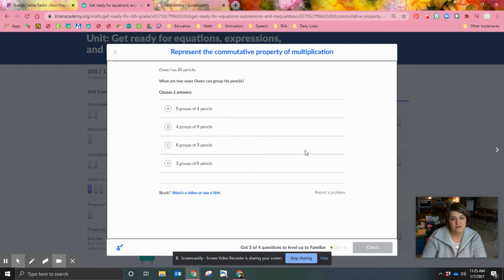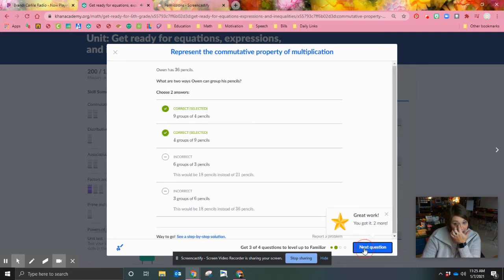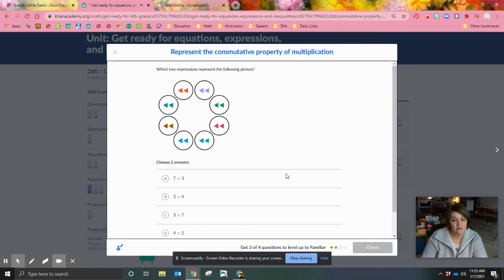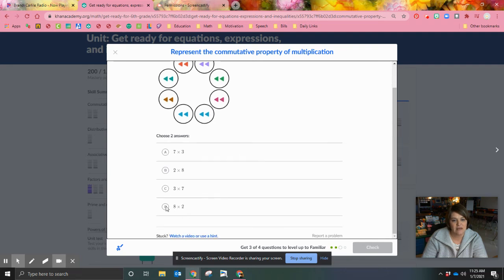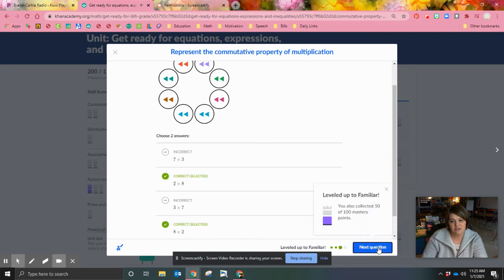Owen has 36 pencils. What are two ways you can group these pencils? So we could have 9 groups of 4. We could have 4 groups of 9. Which expression represents the following picture? So I have 2 in each group, and I have 1, 2, 3, 4, 5, 6, 7, 8 groups. So that would be 8 times 2. And there are 2 answers, so I'm going to select those 2 answers.